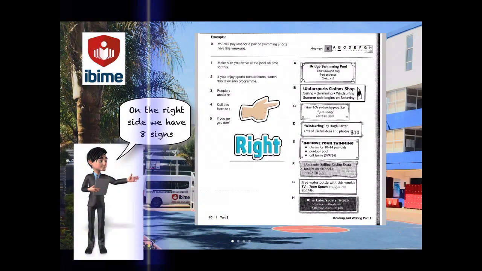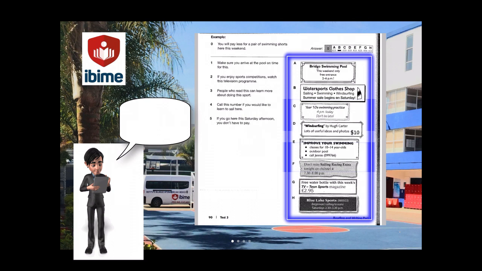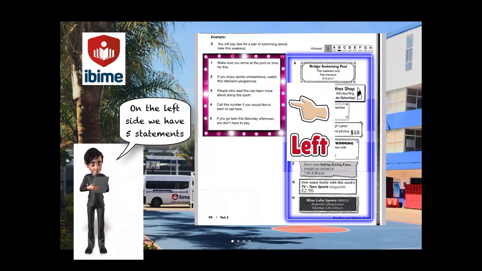On the right side, we have 8 signs. A, B, C, to letter H, all of them with different information. Now, let's look at the left side. We have 5 statements, and each statement has different information. What we need to do is to match the statements with the signs that have the same information.